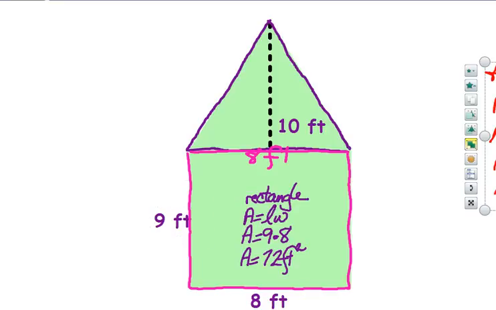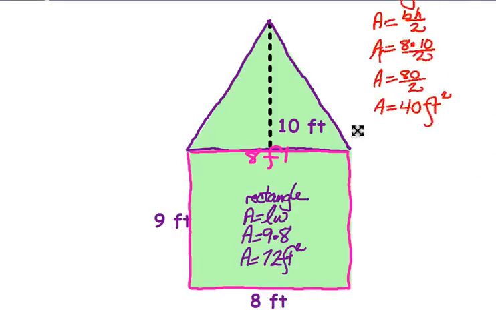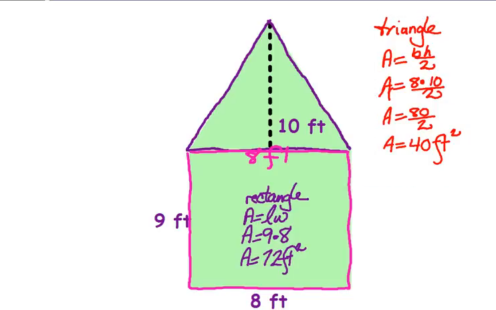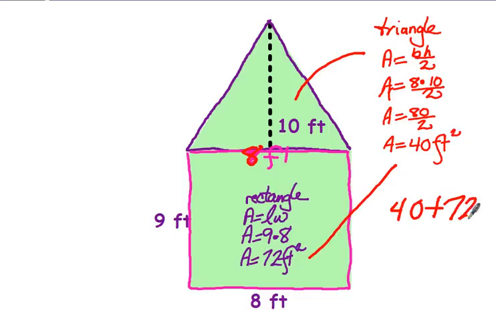Also find your area of your triangle right here. And we would say area equals base times height divided by 2. Your base was 8 right here. Your height is 10. Divide that by 2. So 80 divided by 2 is 40 square feet. So adding these together, 40 plus 72. So the total area of this figure would be 112 square feet.